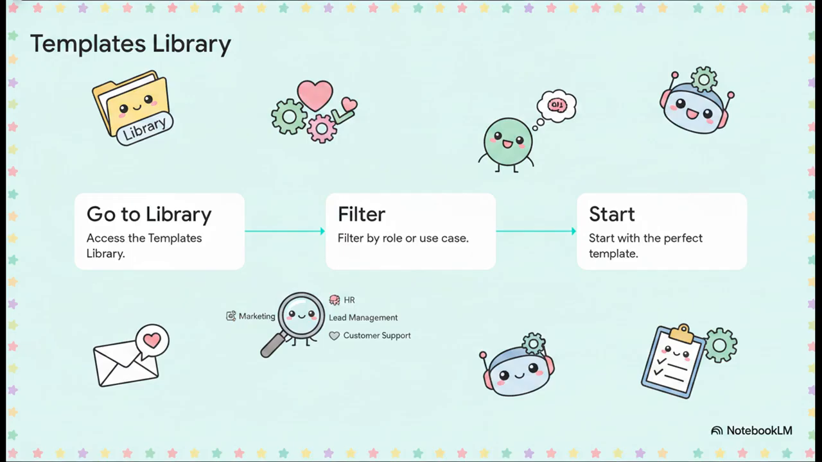Now, if you are a complete beginner and you want an incredible shortcut, let me introduce you to Method 2, the Templates library. You do not have to reinvent the wheel here. Step 1, go directly to the Zapier Templates library. Step 2, filter the hundreds of pre-built automations. You can search by your role, like HR or marketing, or by your specific use case, like lead management or customer support.